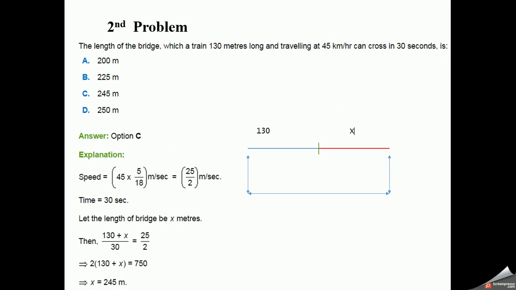The length of the bridge we don't know, so we consider the length of the bridge as x, as shown in the diagram, and the length of the train equals 130 meter. It takes 30 seconds to cross the overall path. We apply the formula speed is equal to distance upon time. Keep in mind, while solving any type of train problem, always apply this formula. So distance is 130 plus x, time is 30 seconds, and speed is 25 by 2. Making the cross multiplication, we get x equals 240. So the length of the bridge equals 240 meter.